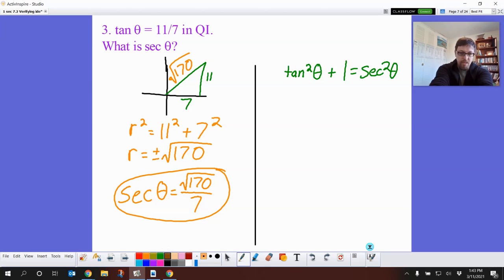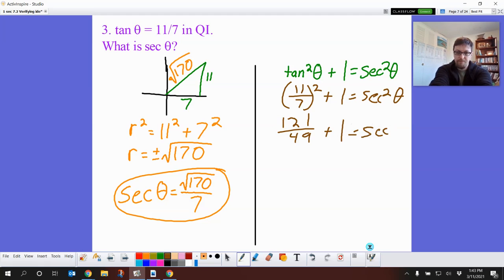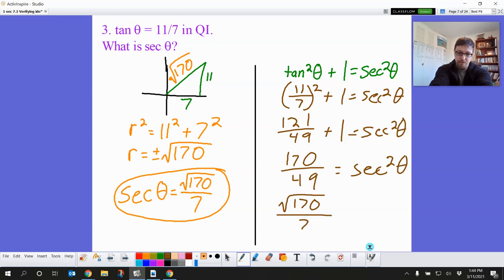Absolutely. So we need to square 11/7 plus 1, which is going to equal secant squared theta. So 11/7, that's 121 over 49, plus 1 equals secant squared. Getting a common denominator, 121 49ths plus 49 49ths, we get 170 49ths equals secant squared theta. We'd square root both sides, so we get the square root of 170 over 7, plus or minus, equals secant theta. That doesn't simplify.